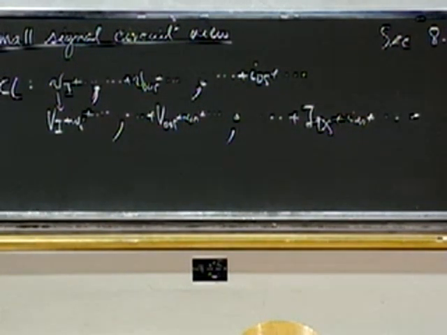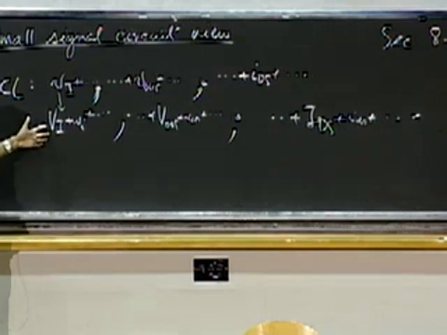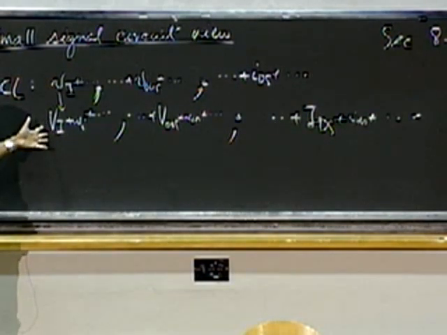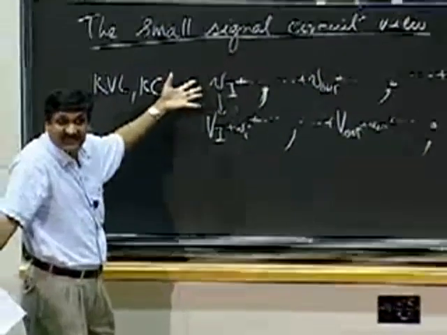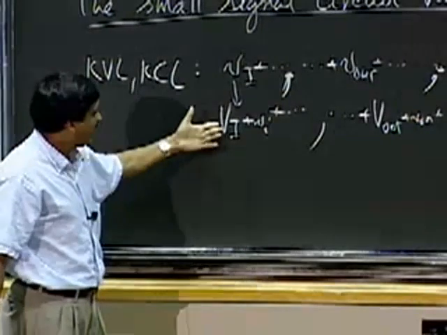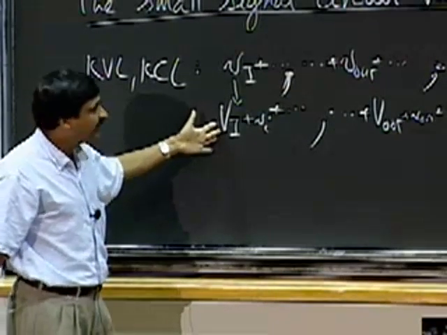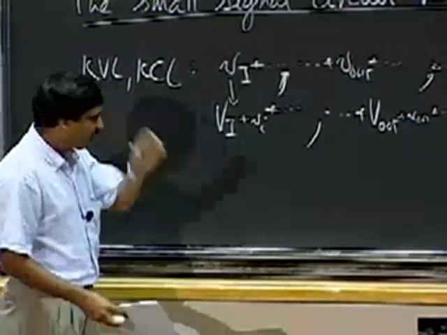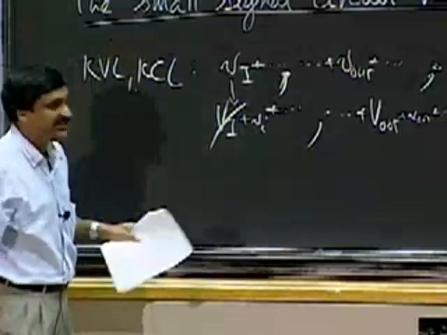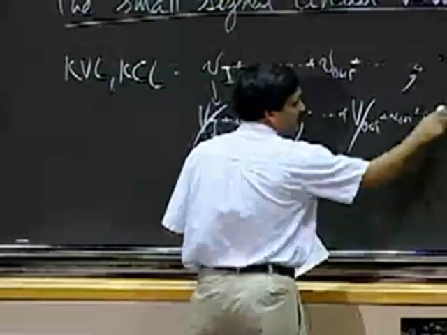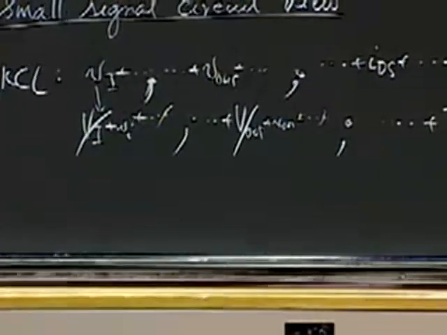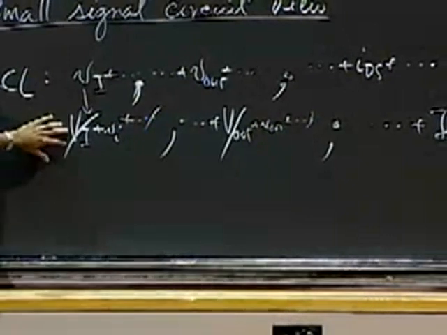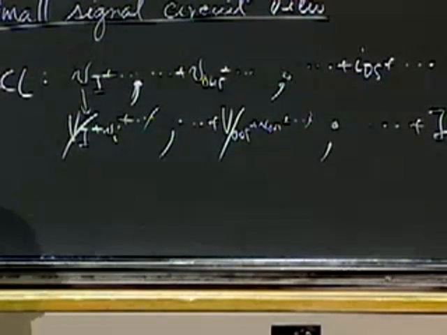The key trick is that the bias point variables are a valid solution to the circuit. The circuit is in this quiescent state, and those are a valid solution to the circuit. So therefore, I can cancel them out. The VI, the large signal values, can be canceled out, leaving just the small signal variables in there. So from the KVL, KCL equations, I can cancel out the large signal values, the DC bias points, because they satisfy the KVL and KCL themselves.